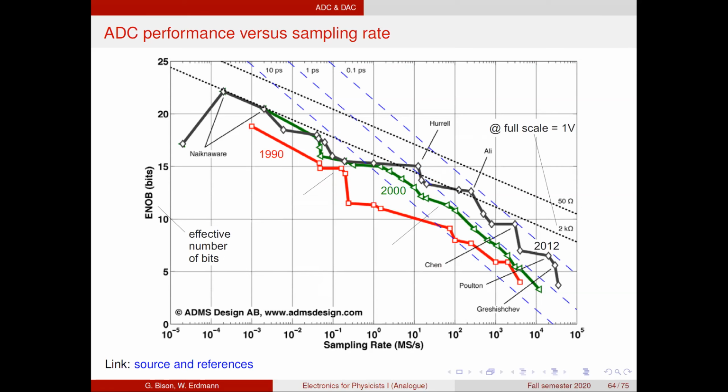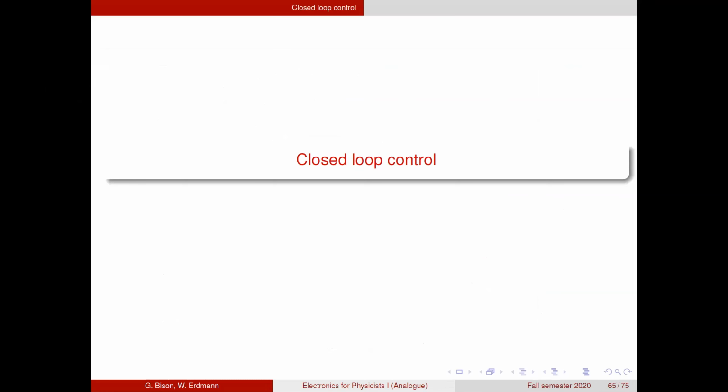Okay, so this gives you an overview of what kind of performance we can expect from a state-of-the-art analog to digital converter, and basically that dictates how high resolution measurements we can do in our field, because nowadays basically every signal we encounter somewhere in an electronic system goes through an analog to digital converter before we look at it. Okay, so that concludes the section about ADCs and DACs. Now, the last chapter in this lecture is closed loop control.